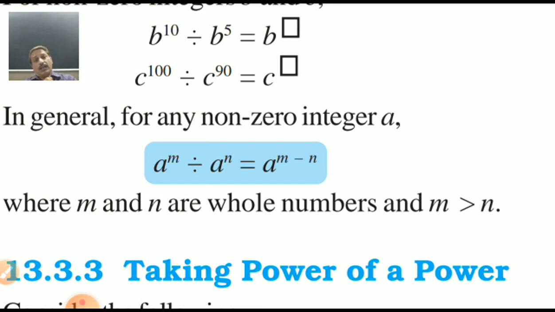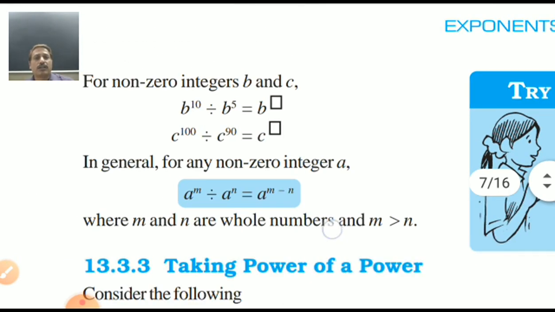n पहले लिखा है, एग्जाम में change the questions like that way. a raised to n divided by a raised to m, then option is this. You will lose your marks 100%. So that's why I remind you, whatever the first number is, you write first m, then after n, whatever the second. m is greater than n. All numbers is there.